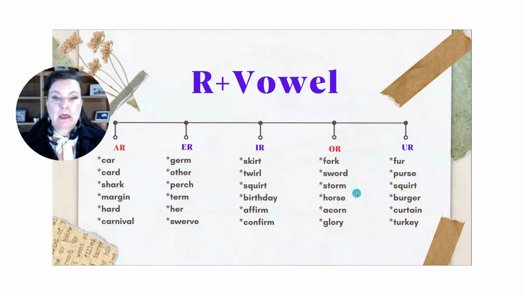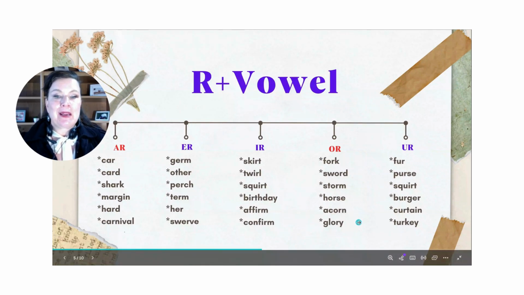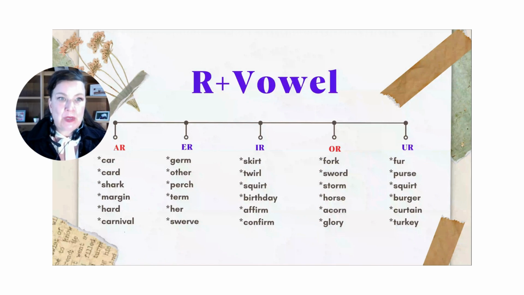Storm. And here, horse. Horse. Good. Acorn. Acorn. And glory. Glory. With this OR, the R is really going to dominate, but you're going to hear a preservation of that long O before in combination.